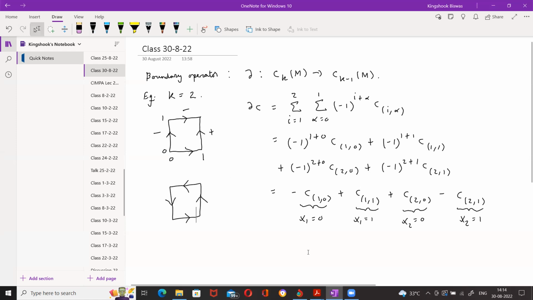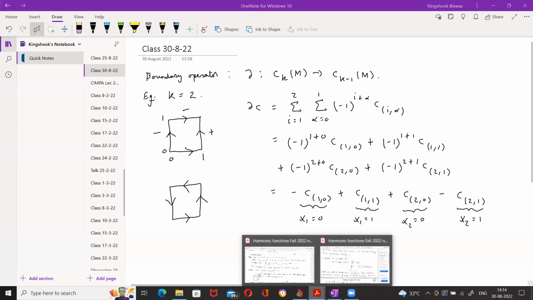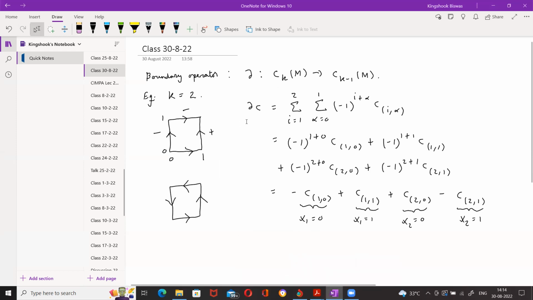So this is the boundary operator. First we're defining it for singular k cubes, but the singular k cubes form a basis of the space of k chains. So once you define the boundary operator on the basis, then it uniquely extends to a linear map from the whole space of k chains to the space of k minus 1 chains. Okay, so this is the boundary operator.